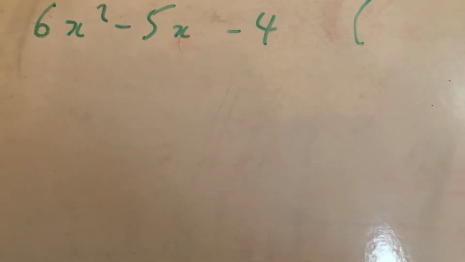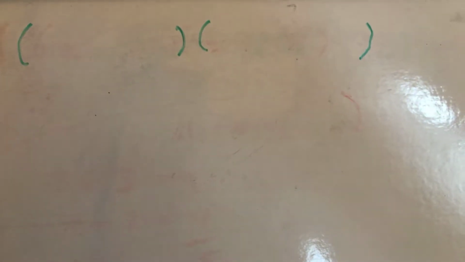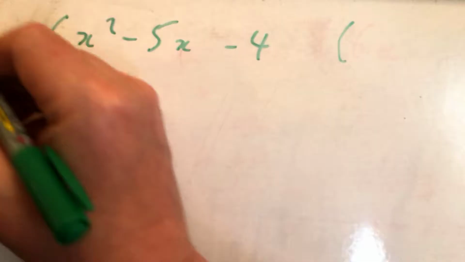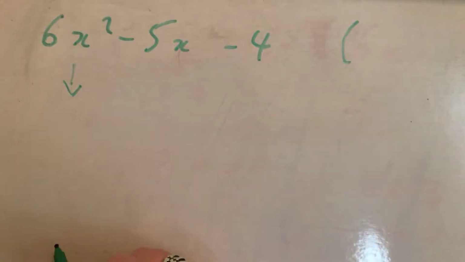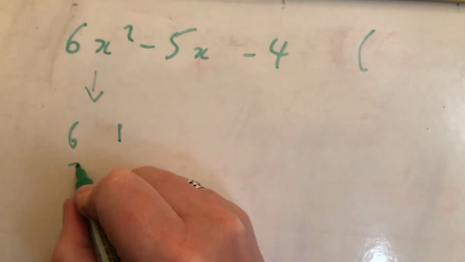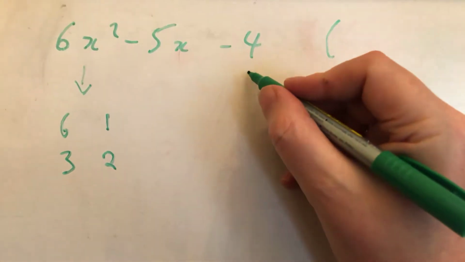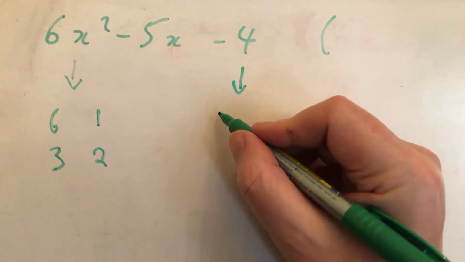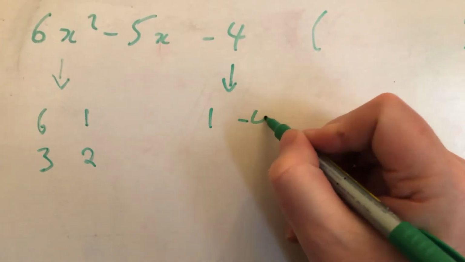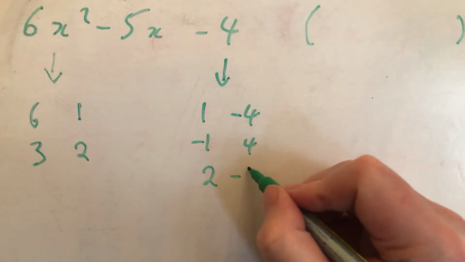Now looking at it, the first thing that strikes us is that the signs of the number element of each factor are going to be different. So one is going to be a plus and one is going to be a minus, but we don't know which. Our complication as well is that our coefficient in x is 6x squared. So our pairs of numbers for that are 6 and 1, and 3 and 2. Then we've got a minus 4, and our pairs of numbers for that are 1 and minus 4, or minus 1 and 4, and 2 and minus 2.